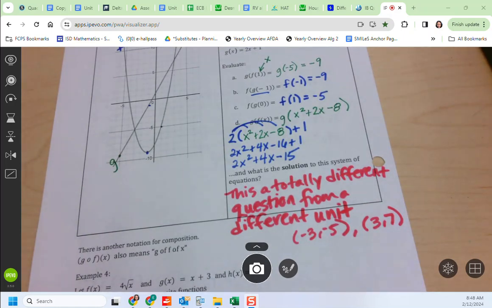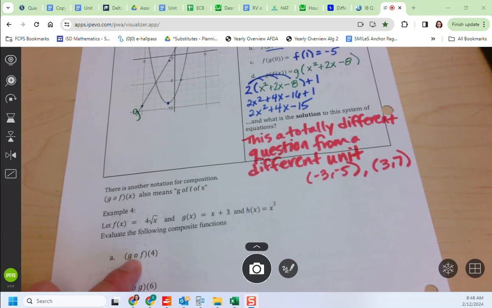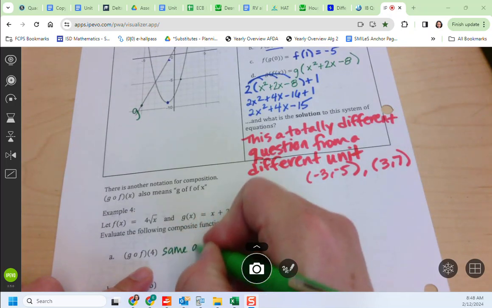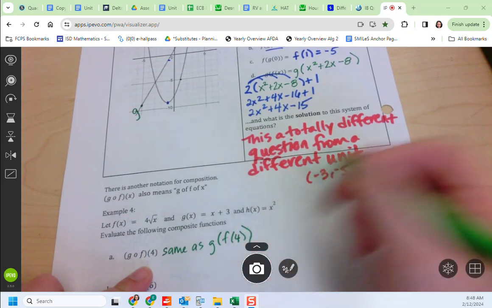All right. One more thing to learn is that there's another way to write g of f of x, and they write it with this little bubble. You can tell the difference between the composition and the multiplication because the bubble is empty. So you see how it's not filled in? This also means g of f of 4. So it's the same as g of f of 4, like that. Doesn't matter.